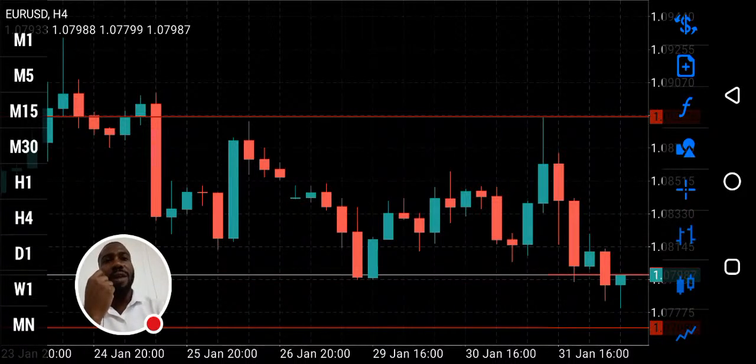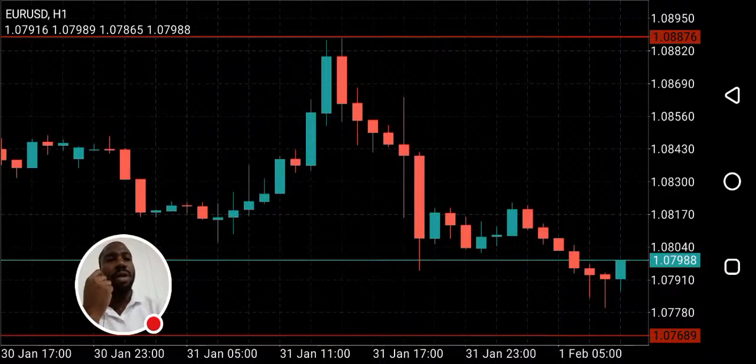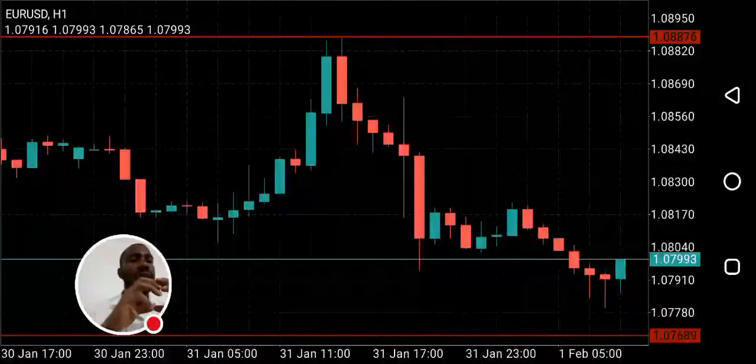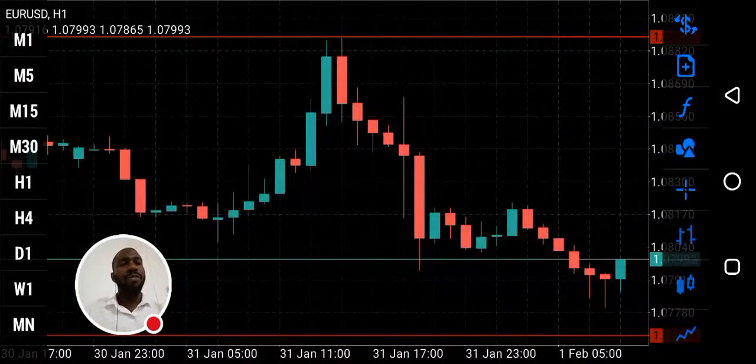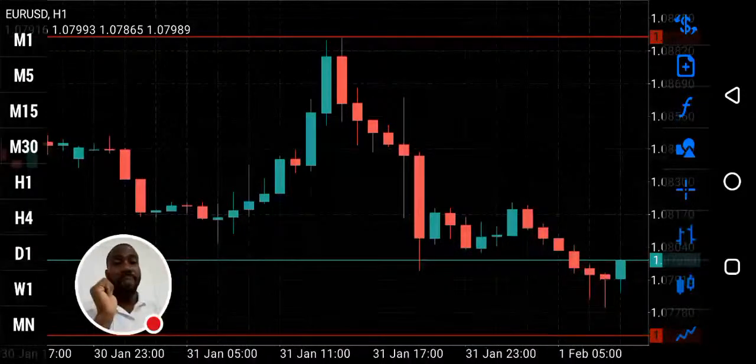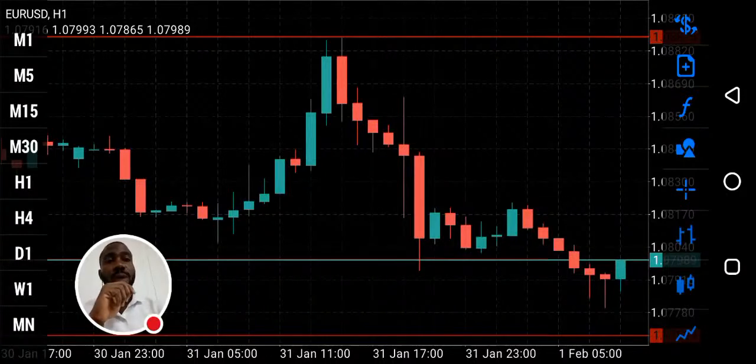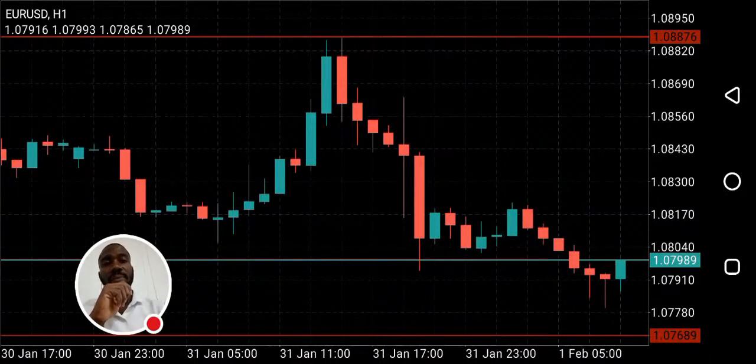Let's see what we have on the 4 hour. If the 4 hour closes bullish, let's see what we have on the 1 hour. You can see on the 1 hour we already have a bullish reversal pattern. If this 1 hour candle closes bullish, I think it will be a good time to buy Euro USD.